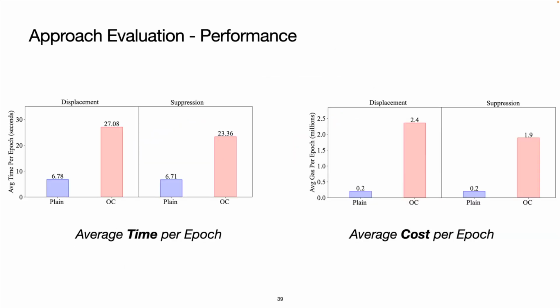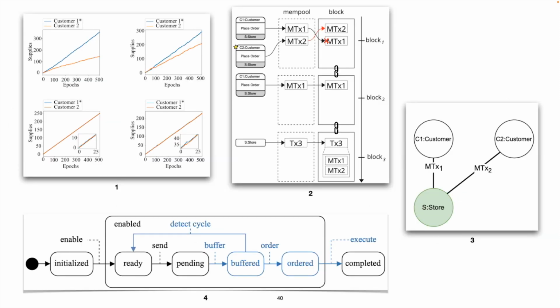Now, on performance, of course, this has increased the time because we had more steps to do. And the transaction cost also increased because we had multiple transactions to be sent to achieve this ordering. And this is it.